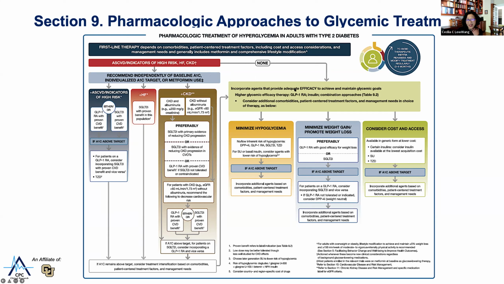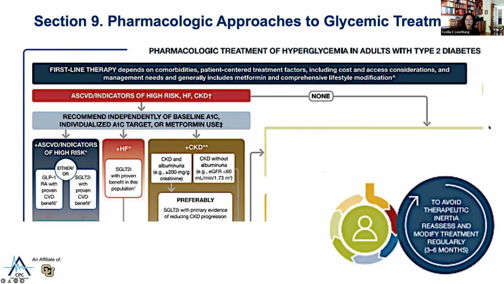If they don't have any of those, then we have to think about some other different factors, and I'll bring that up in a second. So this first part is what I've already mentioned. If someone has known ASCVD or indicators of high risk, and I have a slide that tells you what they're thinking are high risk, then you would consider a GLP-1 receptor agonist that has evidence, or an SGLT2 inhibitor with proven benefit. If someone has heart failure, we clearly go to SGLT2s. And for CKD, with or without albuminuria, we prefer SGLT2s. So that's the bottom line.